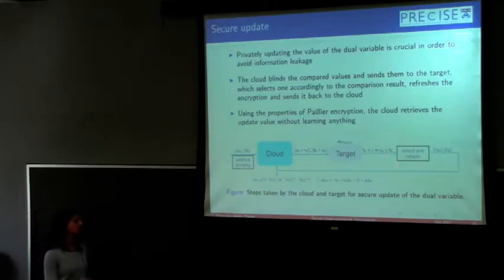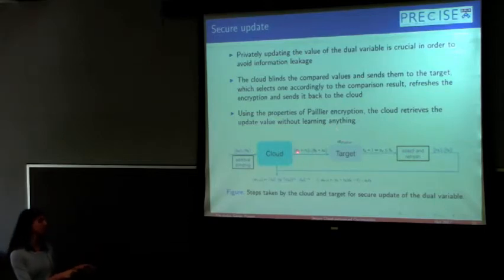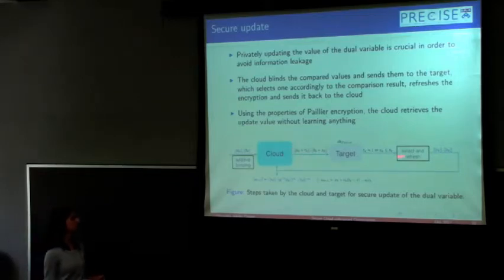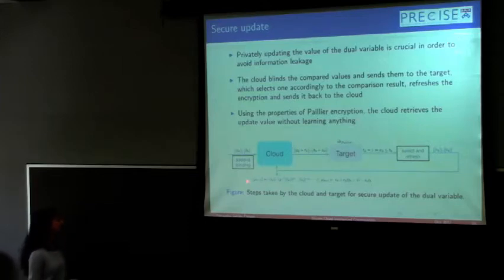And then we need another step, which is called the refreshing of the ciphertext, because if the target just picks one of them and sends it back, then the cloud can simply compare what it sent with what it received. The refreshing of the ciphertext can be achieved, for example, by adding an encryption of 0. And the last step, which I will be happy to talk to you about if you're interested, but here I'm just going to say we use some properties of the Paillier encryption, which allows us to subtract the corresponding noise in order to update the dual variable with the maximum result.